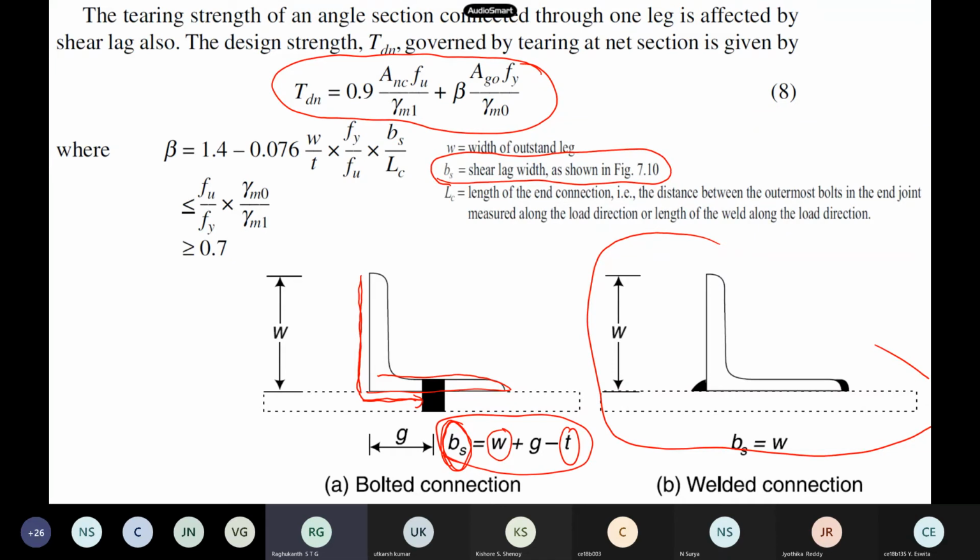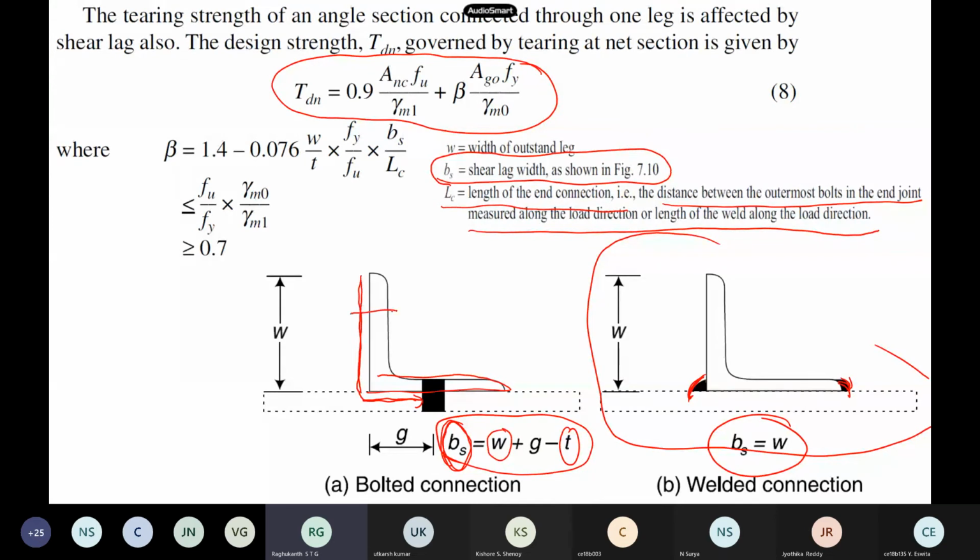Suppose it is a welded connection, say, because you have done welding this side also as well as this side also, shear lag width will be simply the W itself. That is the unconnected length of your angle section itself. And length Lc is the length of the end connection. That is the distance between the outermost bolts measured along the load direction, or length of the weld along the load direction. So this formula has to be used when you are working with angle sections where one leg is connected, another leg is not connected.